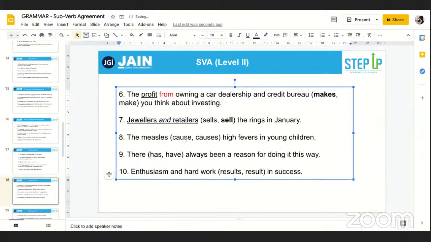It's cause. Causes, measles. Causes. See, the measles is one disease, right? Oh, got it, sir.